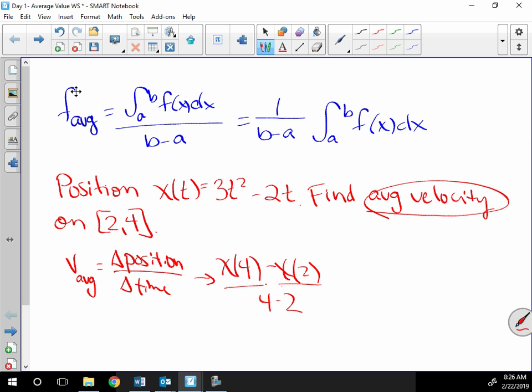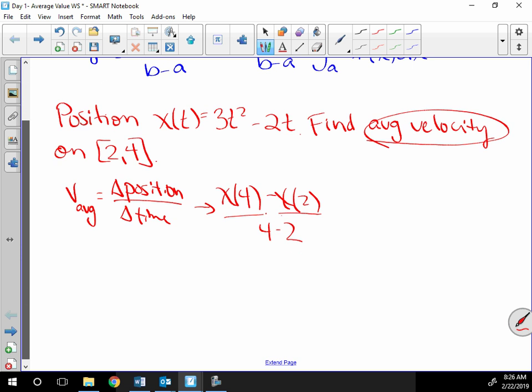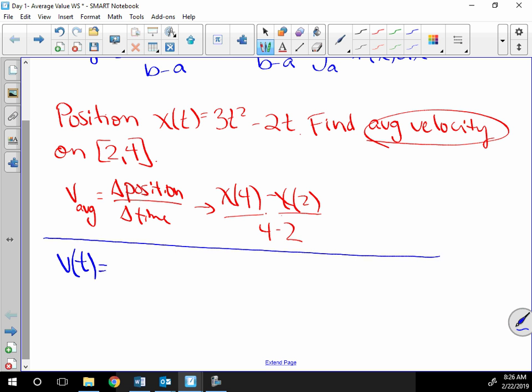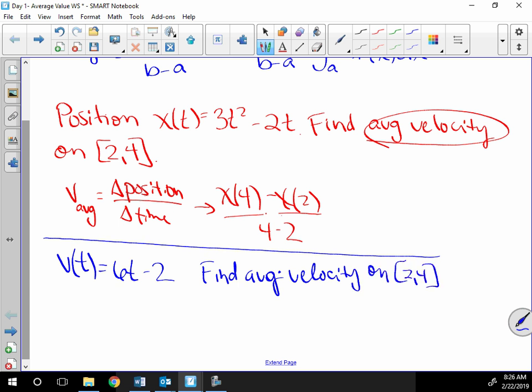Now here it was nice that they gave us our position function. But suppose that they didn't give us our position, instead they gave us our velocity function. So let's suppose that instead of having that information, they gave us that our velocity function was 6t minus 2, and it said to find your average velocity on that same interval. Before, we would just find the position at 4, position at 2, and then divide by 4 minus 2.